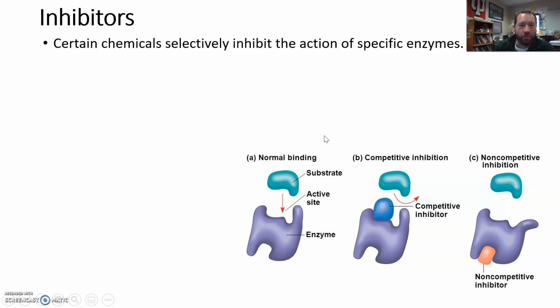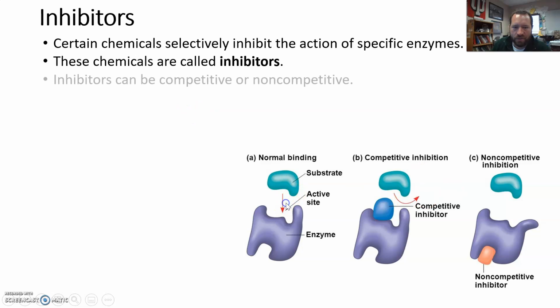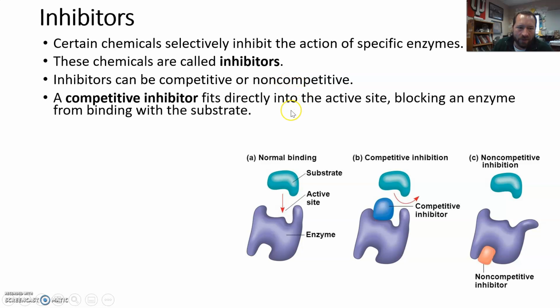That brings us to inhibitors. So inhibitors are almost like the opposite of cofactors. Inhibitors block enzymes from working with their substrate. So you see that in the picture here. Enzymes can be competitive or non-competitive. A competitive inhibitor competes for the same spot. It's going to lock on exactly in the active site.